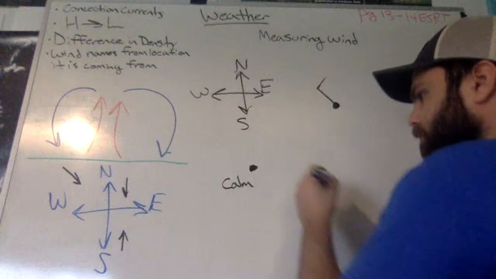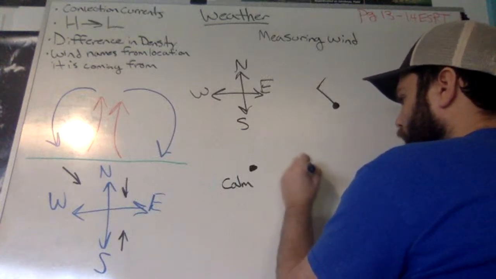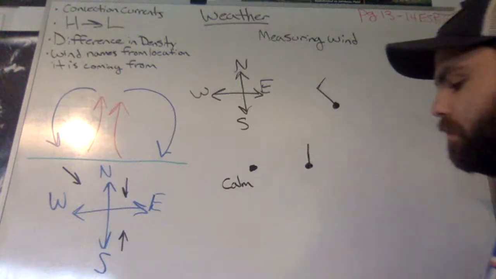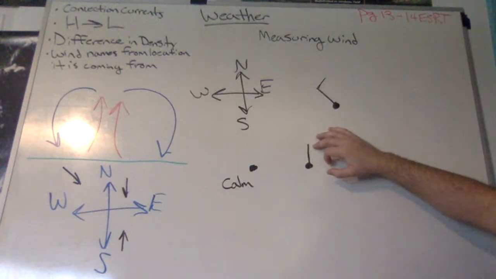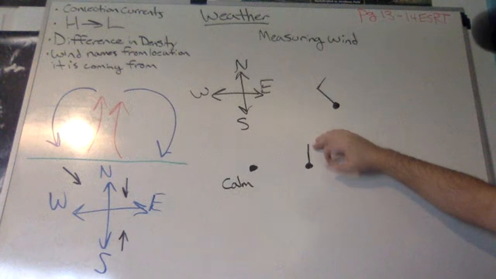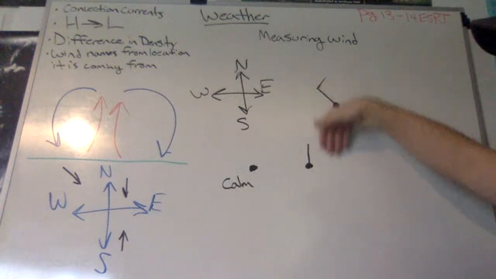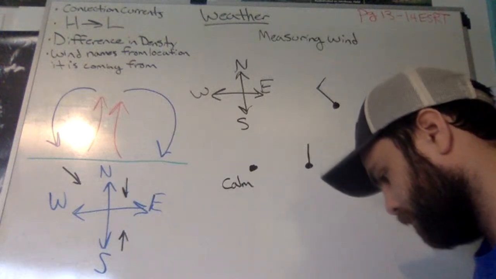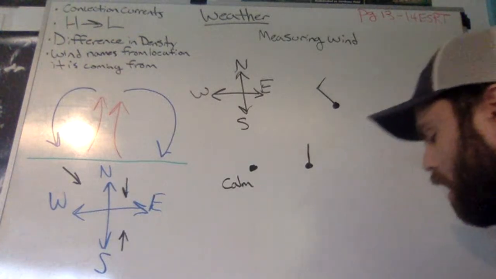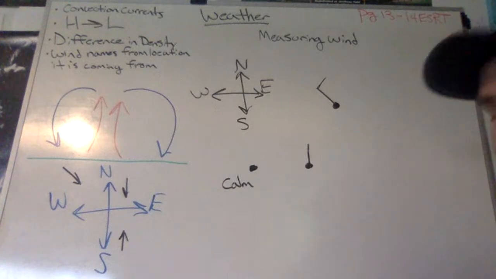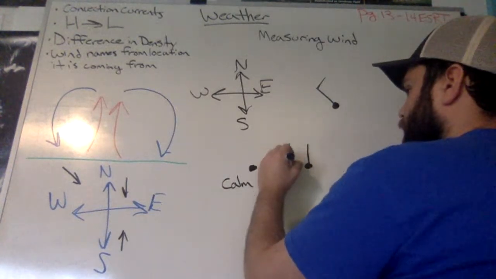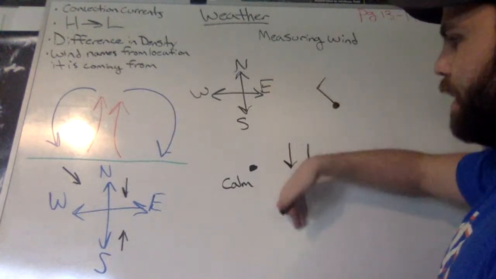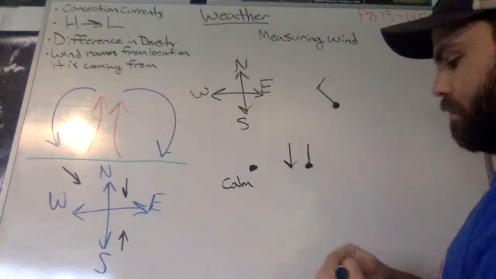Now, if it's a circle, and let's say the line's going like this, this line indicates that it's a north wind. The wind is coming from the north. Think of it like an arrow. If we were to just look at this, instead of having the circle, like an arrow, you'd be saying, all right, the arrow's coming down from the top, so it's a north wind.